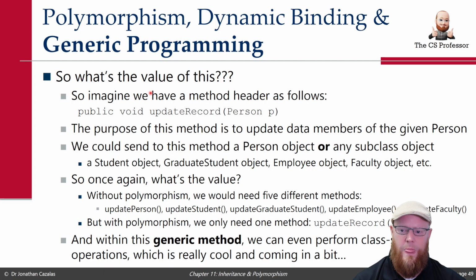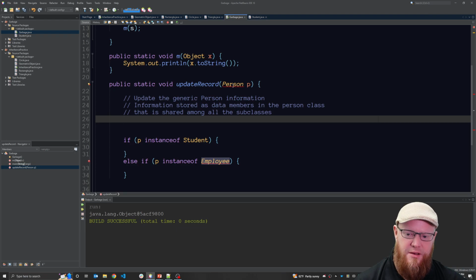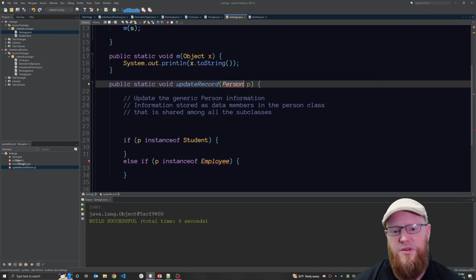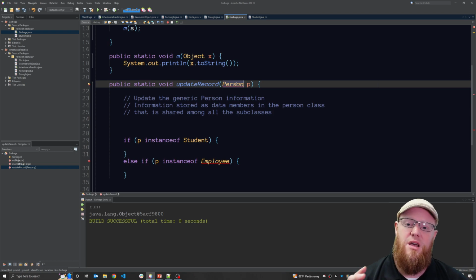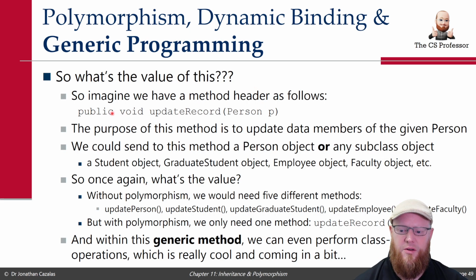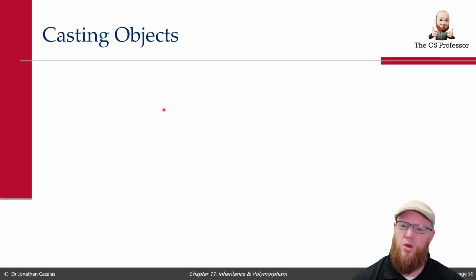So this is the value of polymorphism, being able to send to this method not just a reference of type person, but a reference of any subclass of person. It now allows for generic programming. And again, what is the value here? Instead of having 5, 6, 7 or more update record methods to update records of specific types of objects, a student object, an employee object, or what have you, we have one method where we send over any of those subtypes, and we can now do that via polymorphism, opening the door for generic programming.